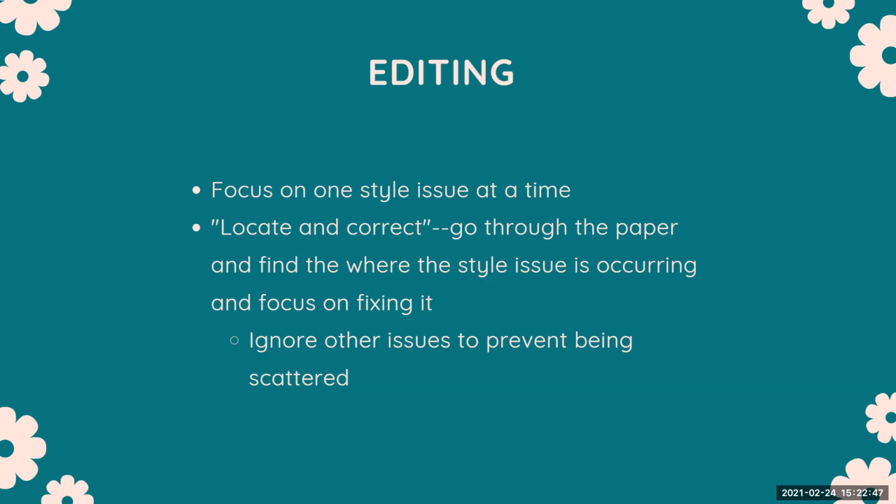The locate and correct strategy was mentioned a little bit when we were talking about wordiness, but this is the strategy that I recommend as one of the better strategies on how to fix your style. It's where you go through the paper and find where the style issue is occurring, and you focus on fixing it using some of the strategies that we talked about earlier. This may take a little longer, but again, we're focusing on bettering one before moving on to another. So just go through and focus on one thing.